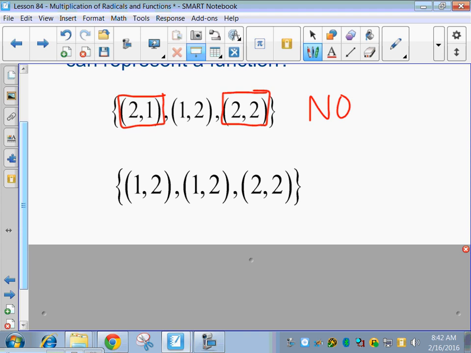All right, right here. So I've got (1, 2), (1, 2), and (2, 2). Aaron, what do you think? Is it a function? Yes, I agree with you. Why is this one okay, you guys? Bethany? Exactly. That's okay. I plugged in 1 and I got 2. I plugged in 1 and I got 2. That's the same thing. So we're good to go. Yes, it's a function.